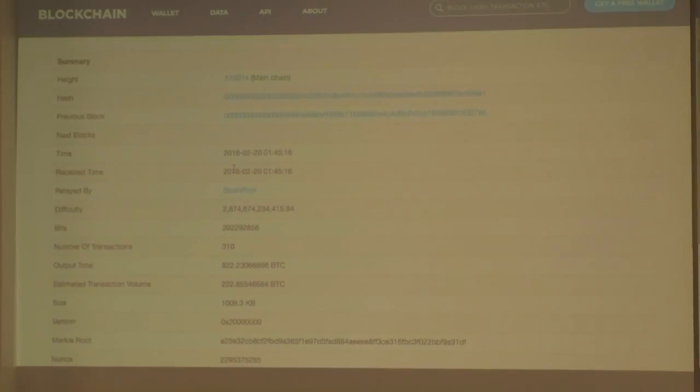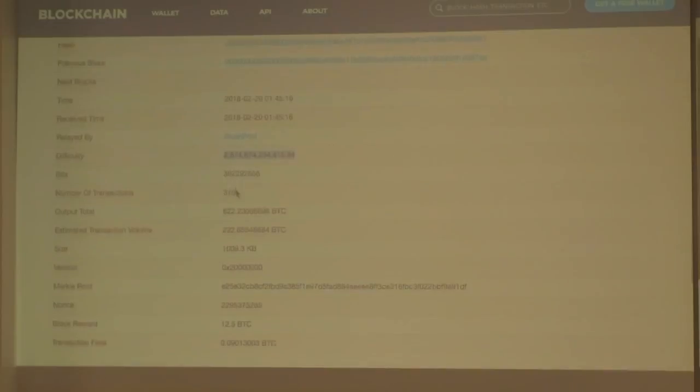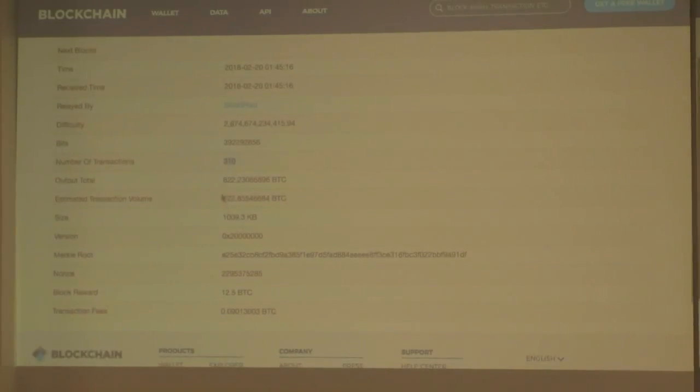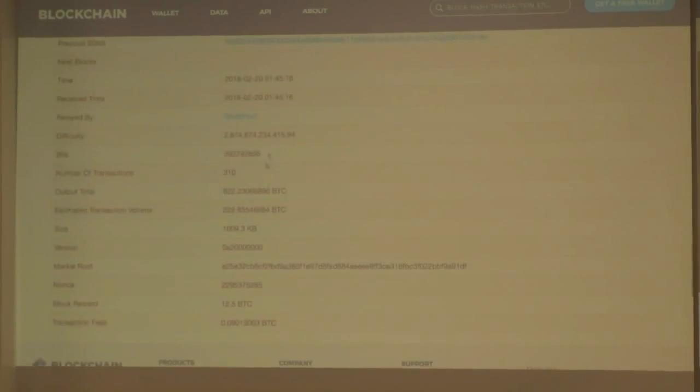We have the time that the block was distributed to the network. We have the difficulty. This is just a measure of how many zeros had to be leading the hash that was the output of this block. The number of transactions in this block, 310. Output total, there was 822 Bitcoin transacted in this block. This is the hash of all the transactions. And this is a nonce. Basically, whoever created this block started from the number 1 and added the number 1 to all this information in this block and said, okay, what's the hash? Number 2, number 3, number 4. And finally, it came up to this number, and it found that. This is a nonce that resulted in the hash with the leading zeros over there.